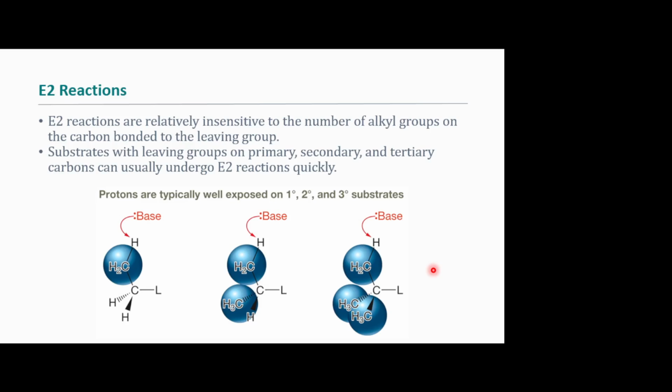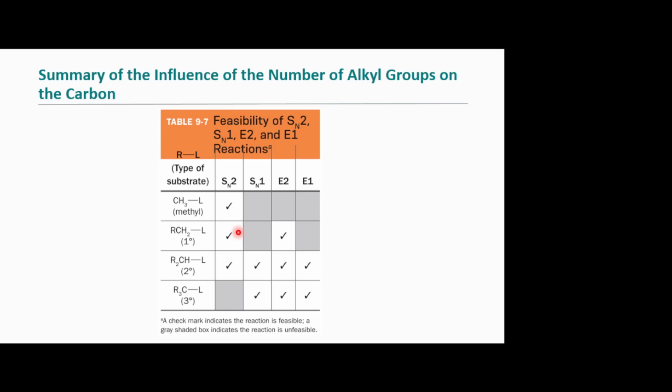Now, your E2 reactions are going to be relatively insensitive to the number of alkyl groups on the carbon bonded to the leaving group, because you're not attacking that carbon. You're attacking the hydrogen next to it, right? And so substrates with leaving groups on primary, secondary, or tertiary carbons can usually undergo E2 reactions quickly because, again, you're not attacking the carbon. You're attacking the hydrogen next to it, so it's more exposed. So this is actually your summary of the influence on these different reactions.